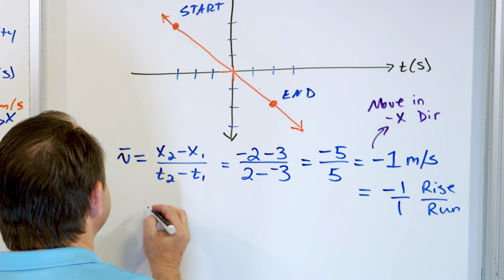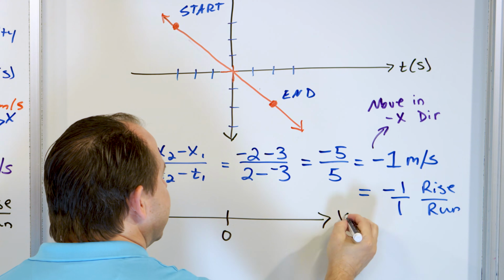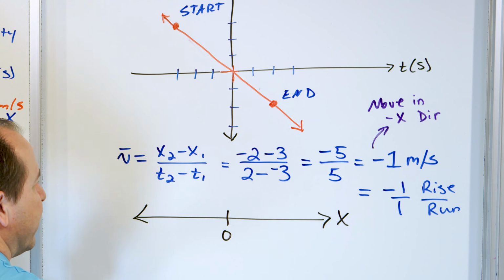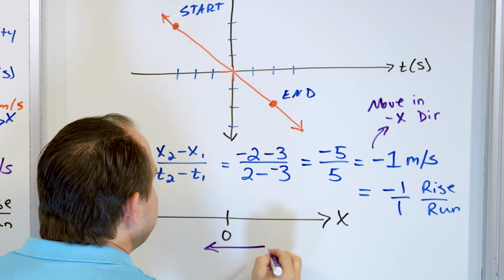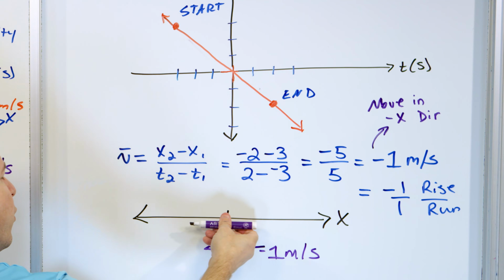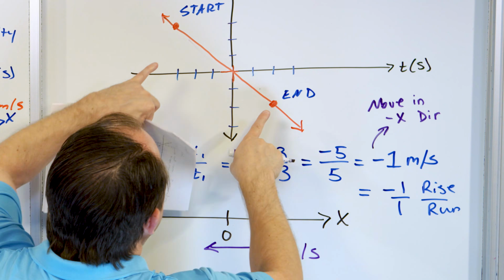If you want to turn your head sideways again, like we were doing in the last lesson on a number line, then basically what we're saying is that we're traveling this way at 1 meter per second. I'll put the negative sign. That just means we're going towards smaller and smaller values of x. All right, so we calculated -1 meter per second using these 2 points.